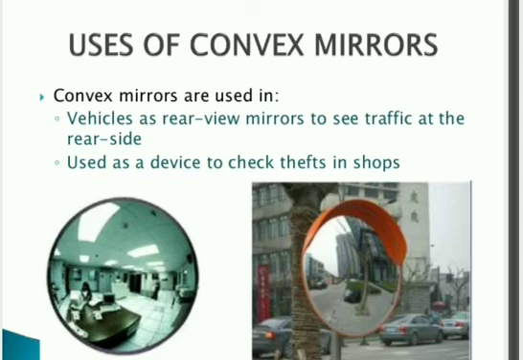Like for rear view mirror we are using this convex mirror. For example, you must have seen there are two mirrors present on both the sides of your vehicle. Whether it is a car, whether it is any automobile, or whether it is motorcycle, bike or scooty, you must have seen two mirrors on both sides of the driver. These two mirrors are convex mirrors, to see what the traffic is behind you.